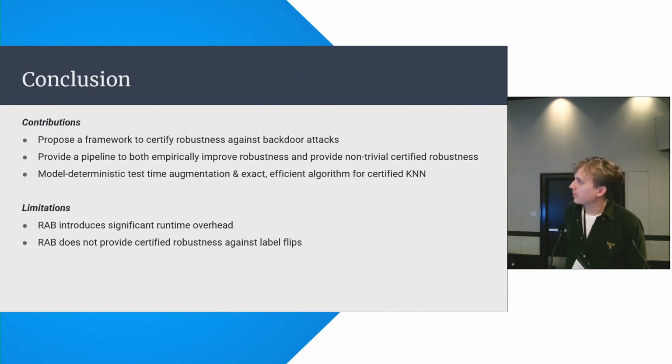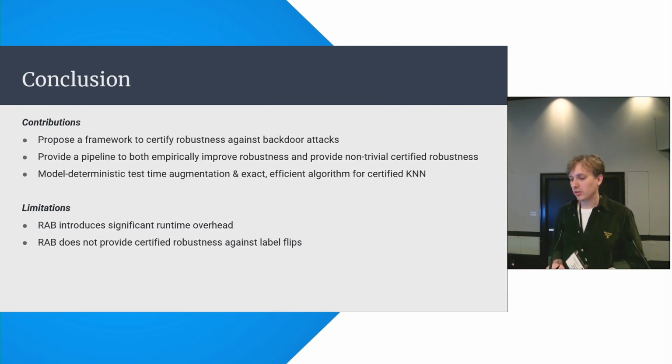So to conclude, we made several contributions. First of all, we proposed a framework to certify robustness against different backdoor attacks. We provided a pipeline to both empirically improve the robustness and to provide non-trivial certified robustness. And finally, we also introduced a trick, which we call model deterministic test time augmentation, that makes the defense really work in the first place. And what I have not touched upon in this talk is that we also proposed an exact and efficient algorithm for certified KNN, which alleviates the need to do Monte Carlo sampling to evaluate the models.